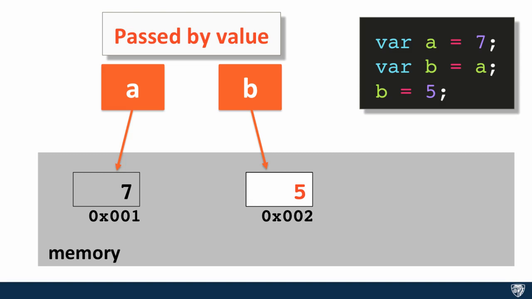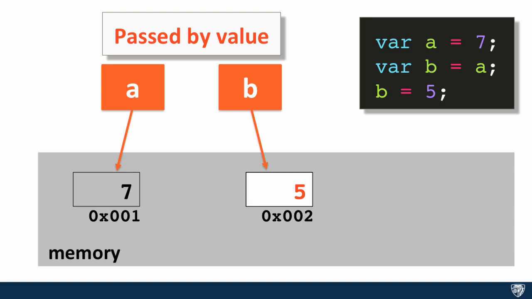So in this scenario, what you end up with is that a is still pointing to its original memory location 001, which still has number 7 in it as the value in that memory location, and b is now pointing to 002 with a different value. So therefore, a and b really have nothing to do with each other. They were originally copied one into the other, but at this point, they are not affecting one the other. And this scenario is what is referred to as passed by value or copied by value.